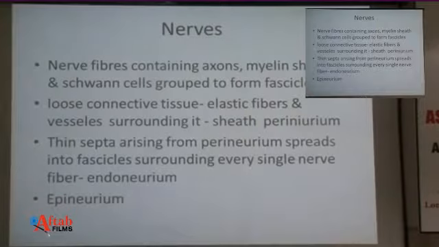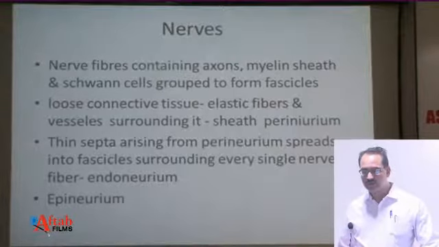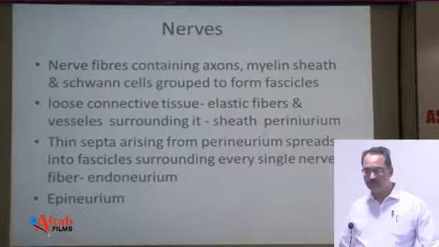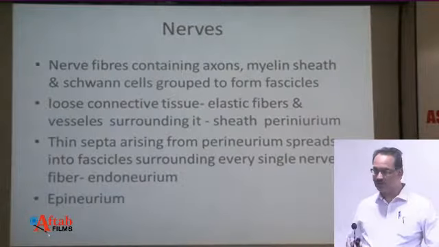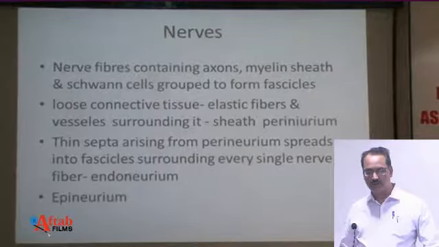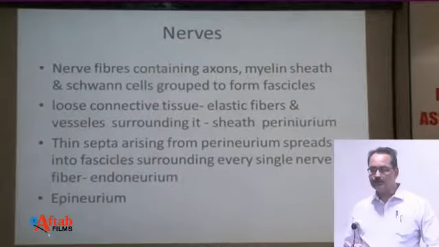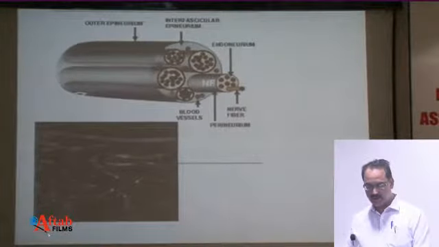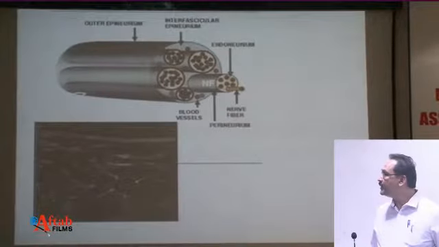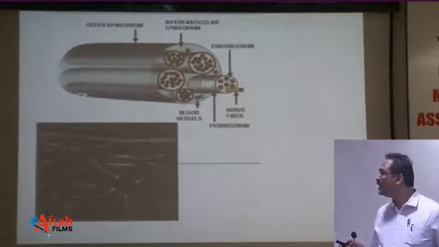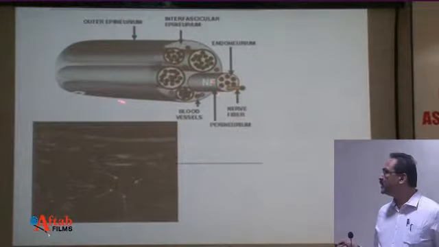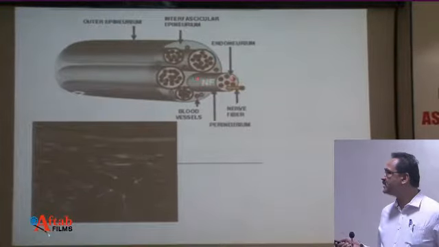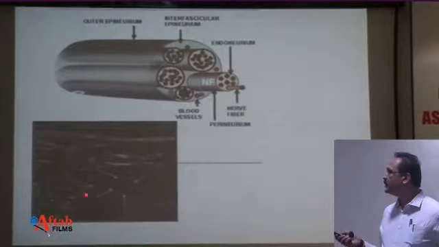The nerve fibers that contain axons, myelin sheath, and Schwann cells are grouped together to form fascicles, and loose connective tissue like elastic fibers and vessels that surround it is called the perineurium. Thin septa arising from the perineurium that spread into the fascicles, surrounding every single nerve fiber, are called the endoneurium, and all these are bundled by the outer covering, the epineurium. So this is a schematic image of the peripheral nerve. These are the fascicles, and this is the endoneurium, and this is the epineurium.